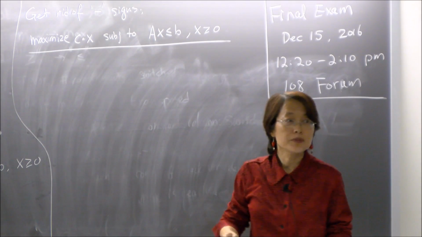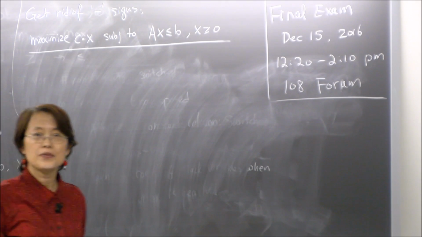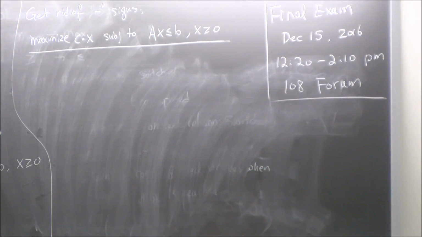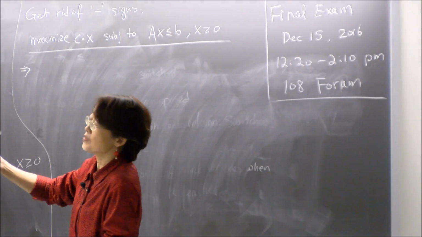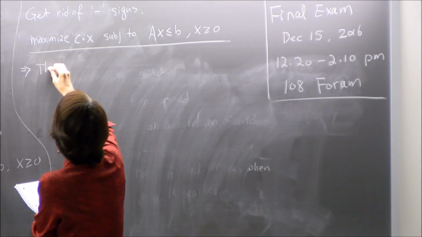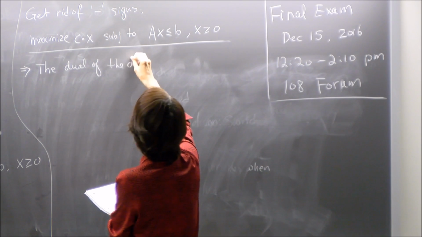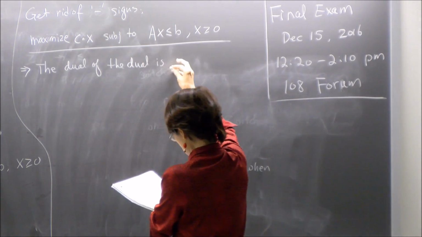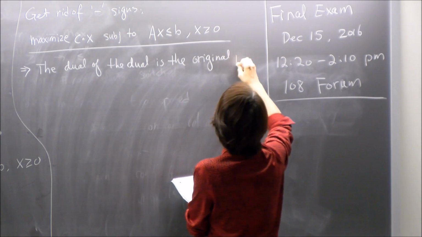Did I get a new problem? I get the original problem back. Is that right? So if you take the dual of the dual, you go back to the original problem. So let's put this down. That's kind of general, right? We're not putting any specific numbers. It's a general property. So the dual of the dual is the original problem.